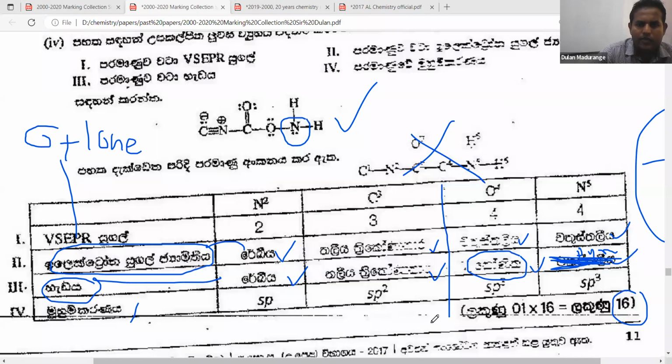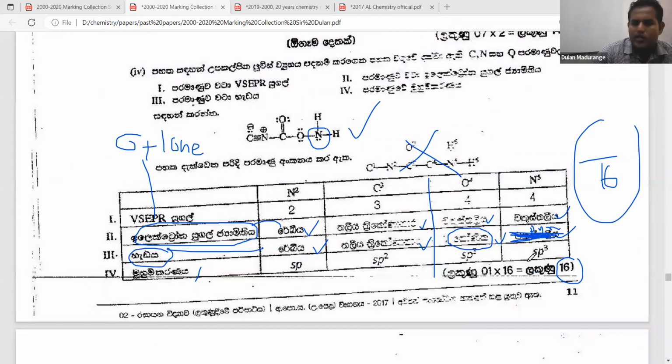Okay, so this is part 4, right? Part 4. Any issues? So we were discussing the first question. So this is the marks for part 4.